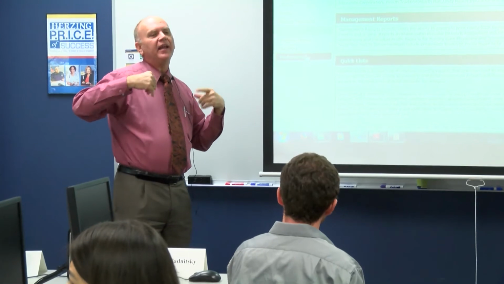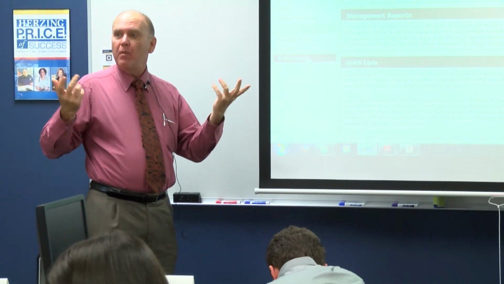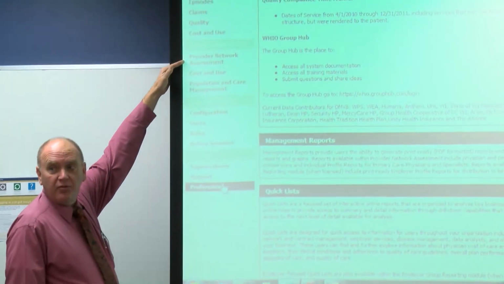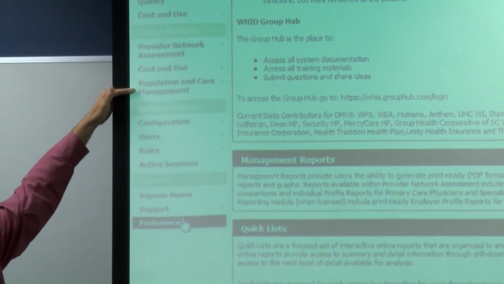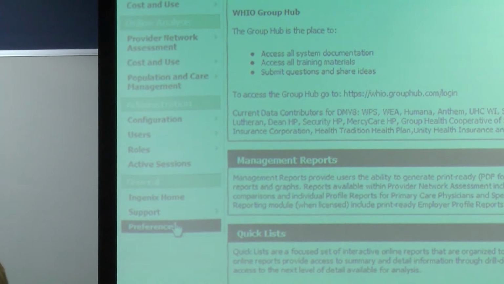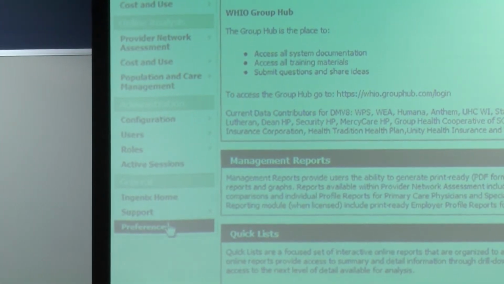You all have access to WIO now if you have a login, right? And you'll be able to actually duplicate everything that we do up here. And you can then save it as a template to your own My Reports section. So we're going to go through provider network assessment again from a slightly different viewpoint, cost and use, and population and care management. Population and care management is that area in which you can actually see your diseases and the cost that those diseases contribute to the entire population.